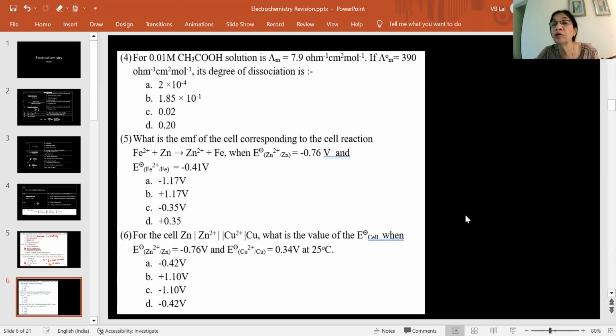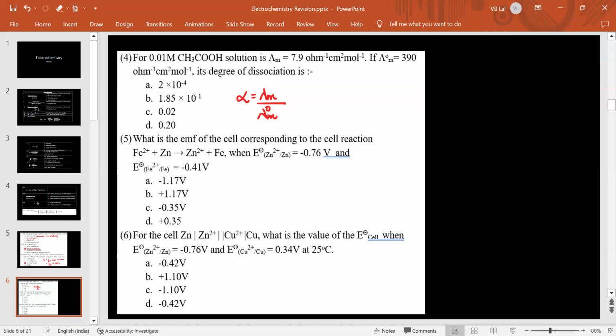For 1 molar solution of acetic acid, molar conductance for this concentration is this much. If molar conductance at infinite dilution is 390, what is its degree of dissociation? How will you find degree of dissociation? Alpha is equal to molar conductance divided by molar conductance at infinite dilution. So can you find the answer? Who will tell me the answer?